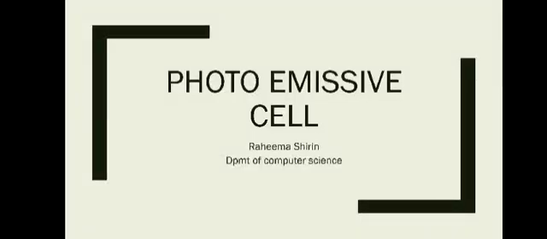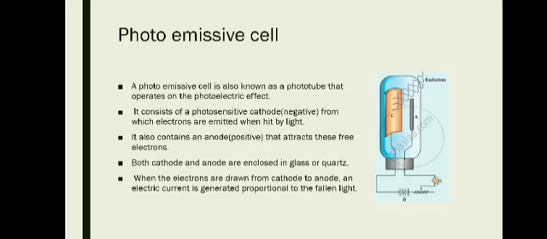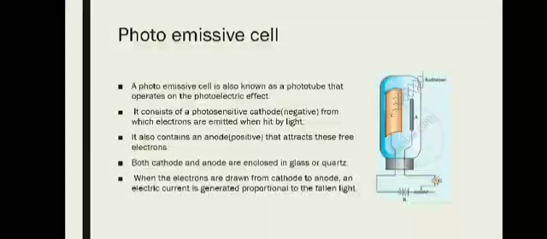Here I am going to discuss what a photoemissive cell is. So let's start. A photoemissive cell is also known as a phototube that operates on the photoelectric effect. It consists of a photosensitive cathode from which electrons are emitted when hit by light. It also contains an anode that attracts these free electrons. Both cathode and anode are enclosed in glass or quartz. When the electrons are drawn from cathode to anode, an electric current is generated proportional to the fallen light.